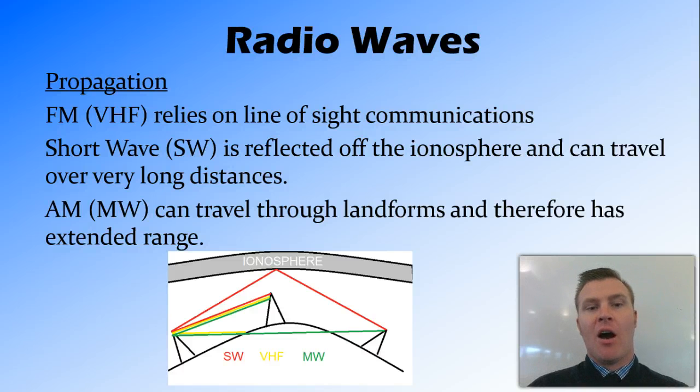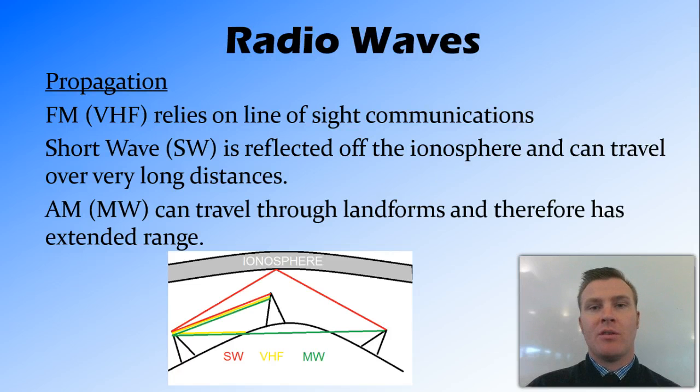FM radio in the very high frequency relies on line of sight communications. So you need to be in a spot where there isn't any landforms or the curvature of the earth between you and the transmitting tower in order to be able to hear effectively. Shortwave, on the other hand, is reflected off the ionosphere. The ionosphere is a part of the atmosphere which is charged, and the waves get reflected off that ionosphere and then bounce back down to the earth. So therefore shortwave radios can travel very long distances.